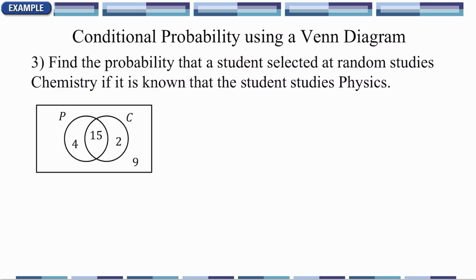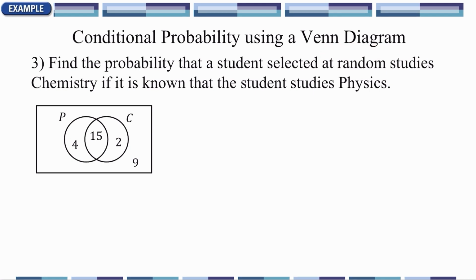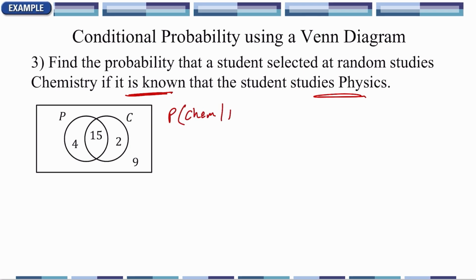Let's do an example where we're going to do conditional probability in a Venn diagram. So we're going to find the probability the student selected at random studies chemistry if it is known, there's your condition, if it is known that the student studies physics. So using our proper notation there, we can say the probability of chemistry given physics.